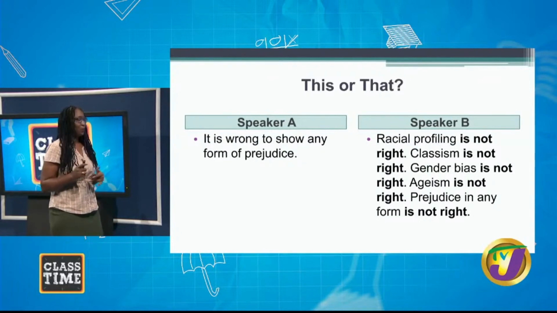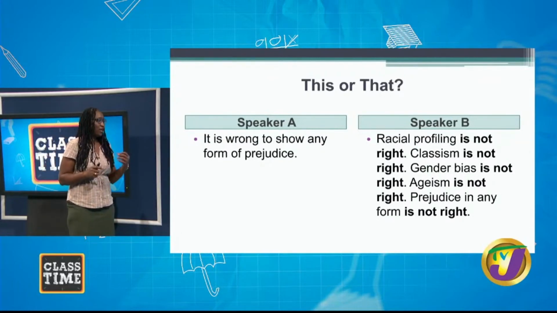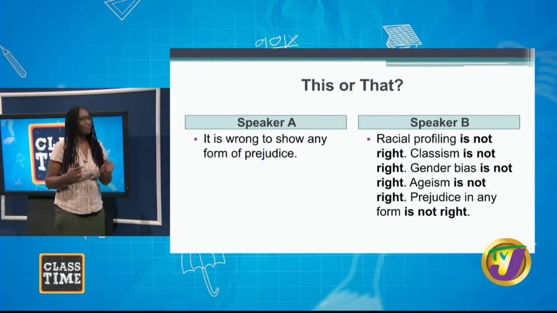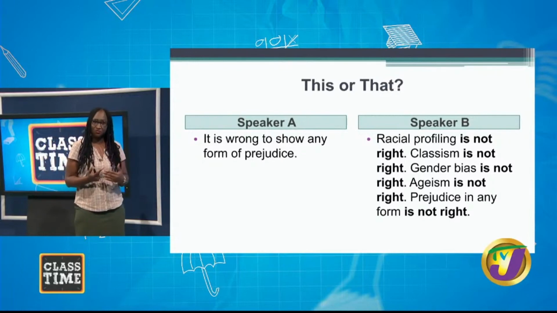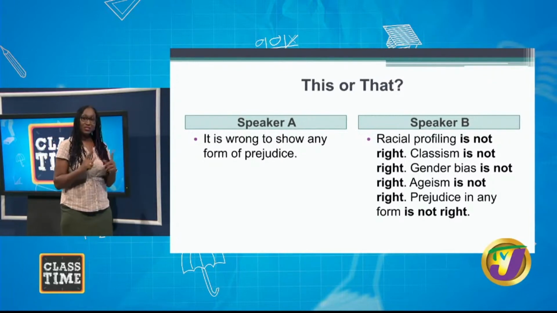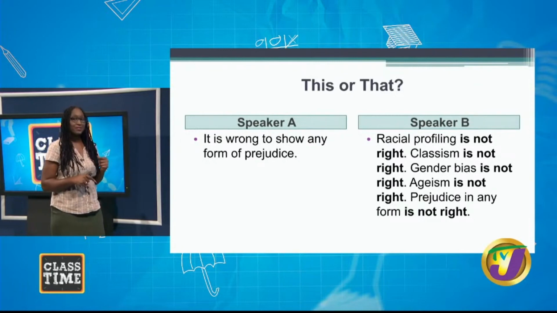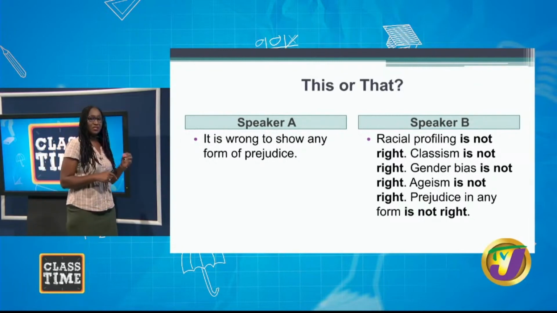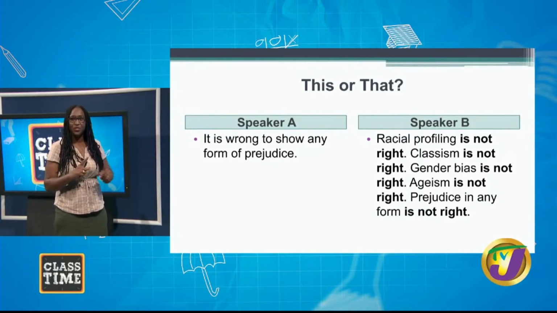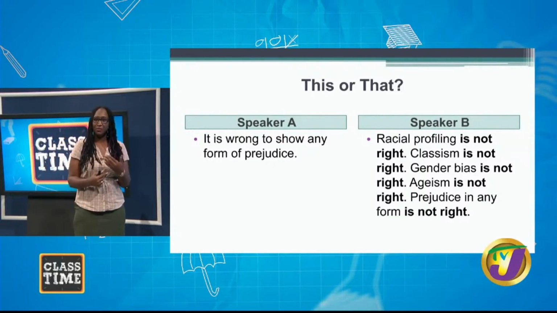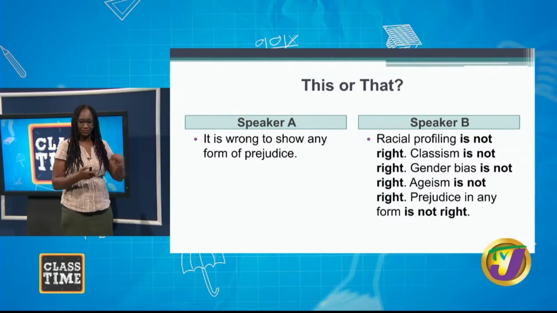Look at this example now. It is wrong to show any form of prejudice, which is true. Now look at how speaker B puts it. Racial profiling is not right. Classism is not right. Gender bias is not right. Ageism is not right. Prejudice in any form is not right. So the phrase is not right has been repeated. And by saying it over and over again, it's like you're driving home the point to whoever is listening. It's not right.